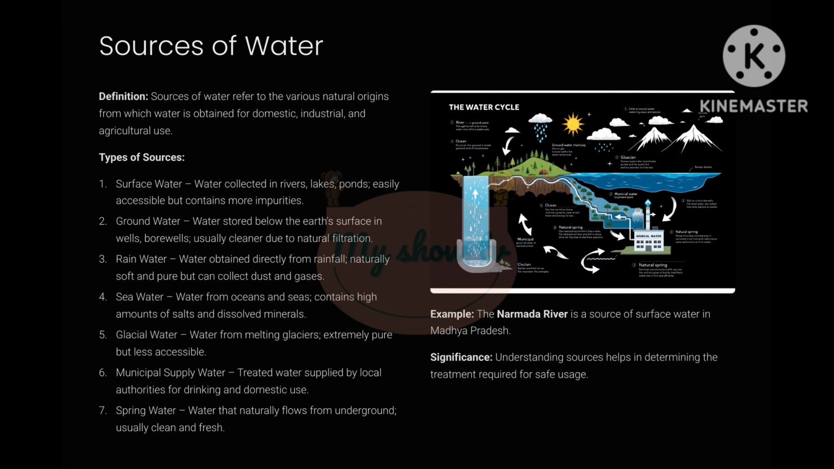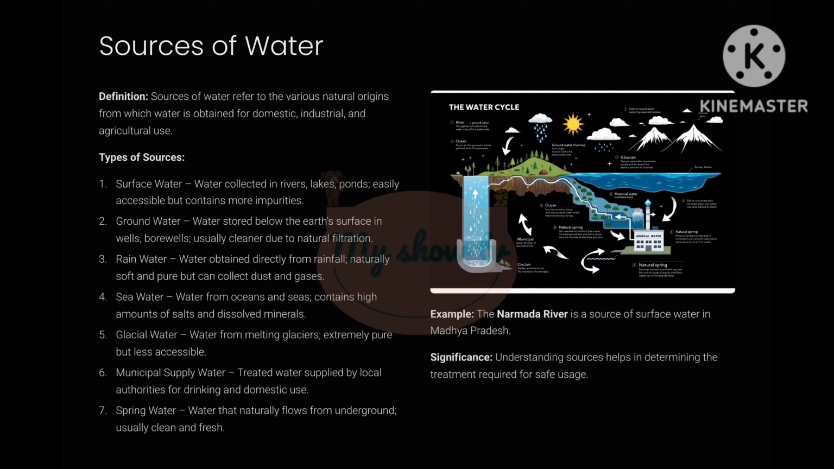Sources of water refer to the natural and artificial origins from where we obtain water for daily use, industrial processes, and agricultural purposes. First source is surface water. This includes rivers, lakes, ponds, and reservoirs. It is easily accessible but contains many impurities like suspended particles, dissolved salts, and microorganisms. Example: water from the Narmada River in Madhya Pradesh.